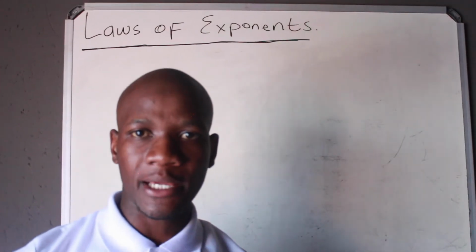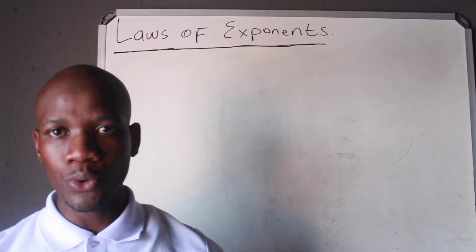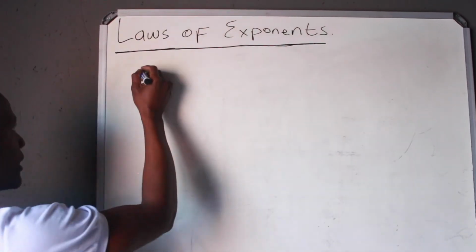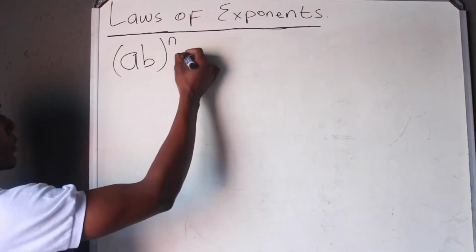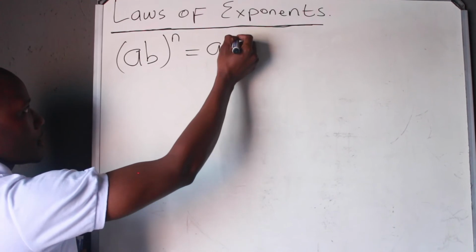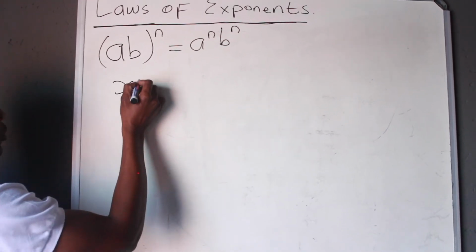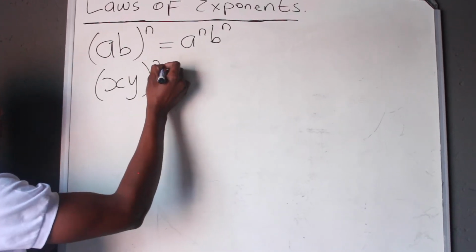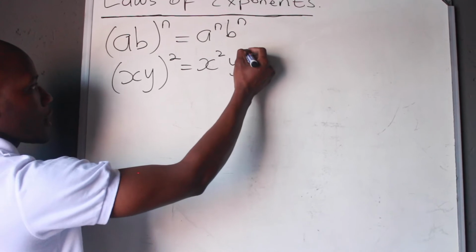When a product in a bracket is raised to a power, each factor of the product will be raised to that power. So ab raised to the power n is going to be a to the power n, b to the power n. So xy all to the power 2 is going to be x to the power 2, y to the power 2.